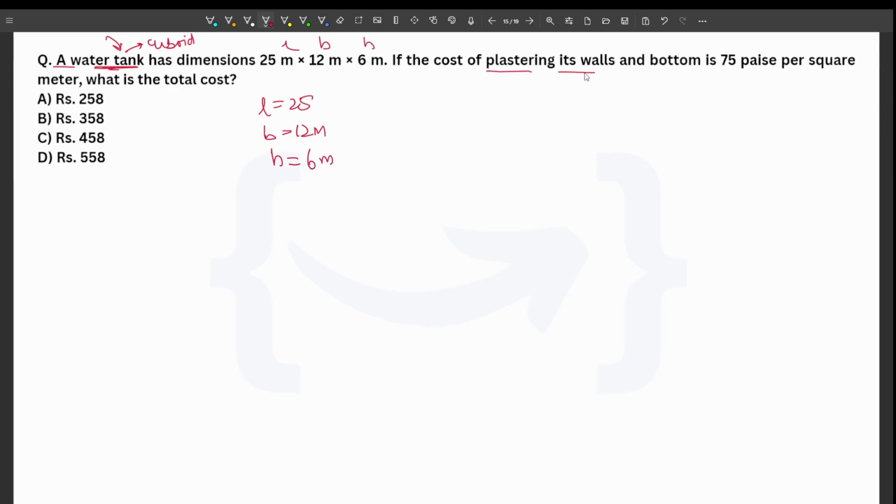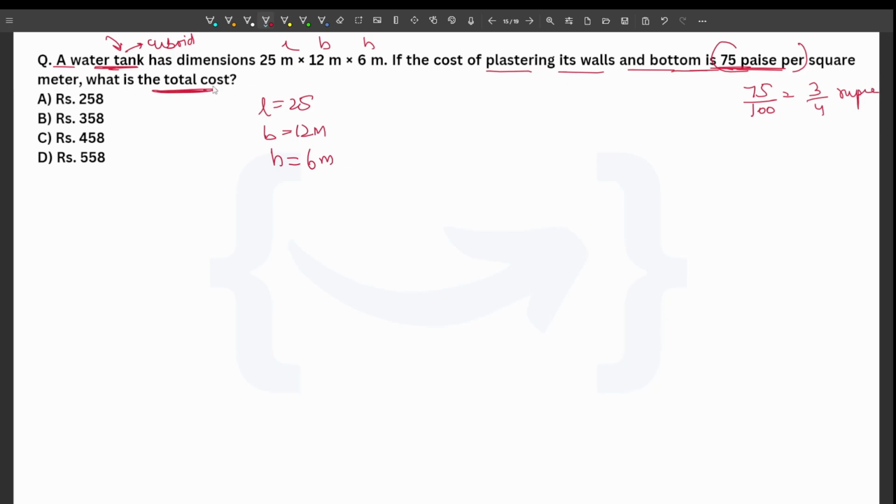If the cost of plastering its walls and the bottom is 75 paise per square meter, can we make it more convenient? Yes. 75 paise out of 100, since in 1 rupee there are 100 paise, so it will be 3 by 4 rupee per square meter. What is the total cost?